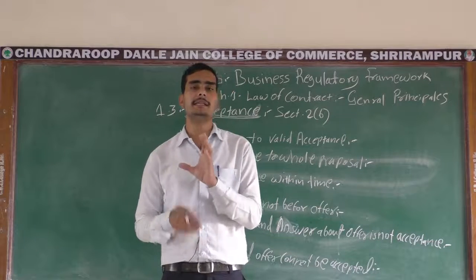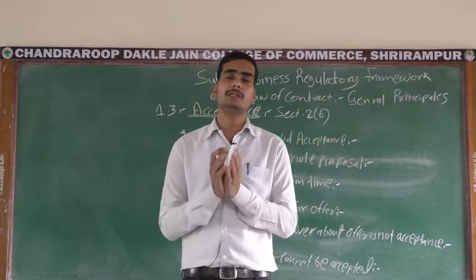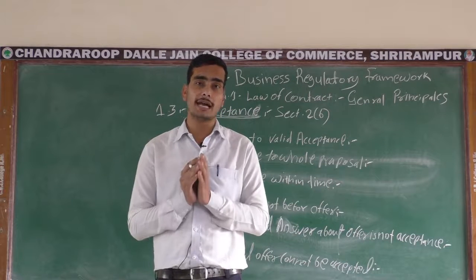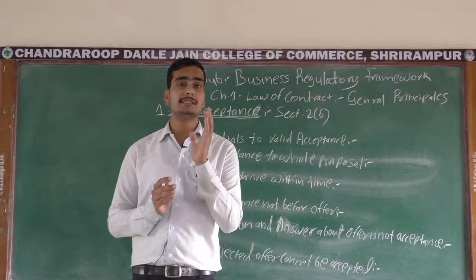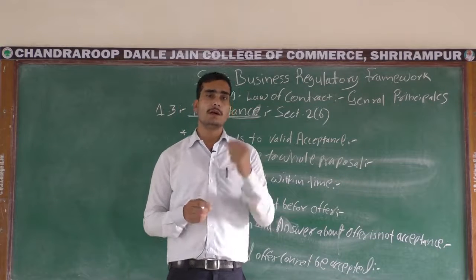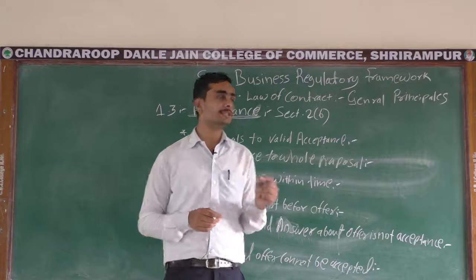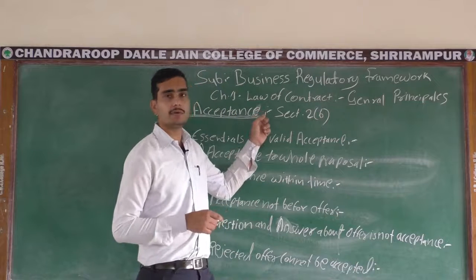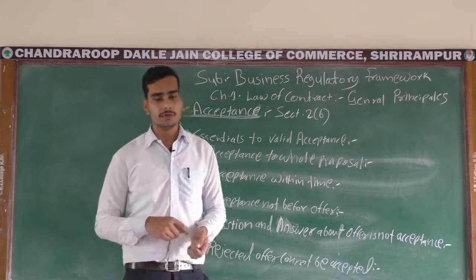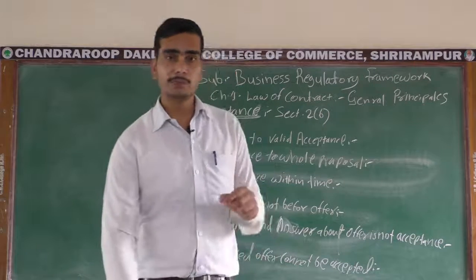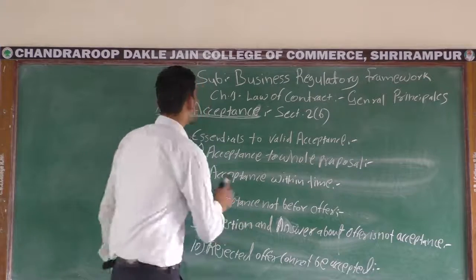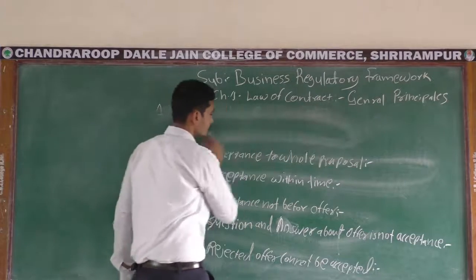So these are the basic 10 essential points related to any valid acceptance when you want to make a contract with any person, and this is described in the Indian Contract Act, section 2(b). You should fulfill all of these 10 essentials whenever you are giving acceptance to any offer. Okay, so this is the acceptance point. Next we will see the capacity of the parties.